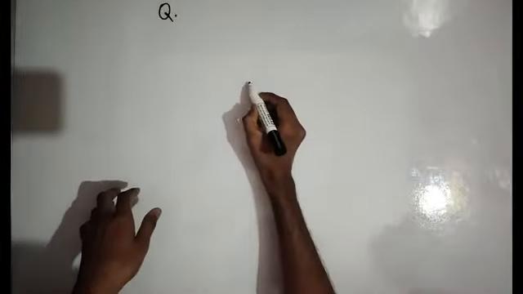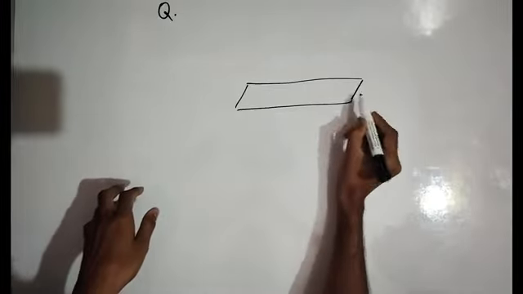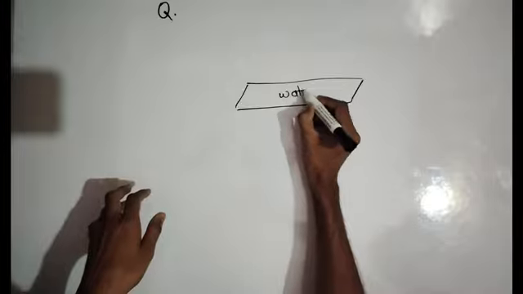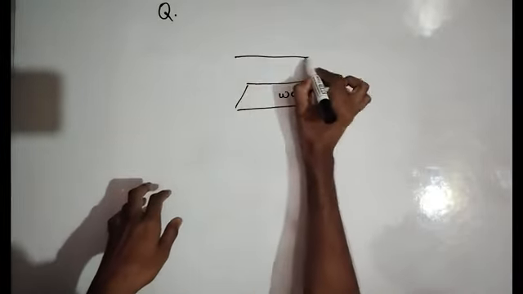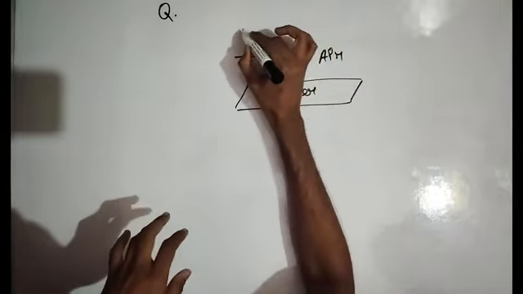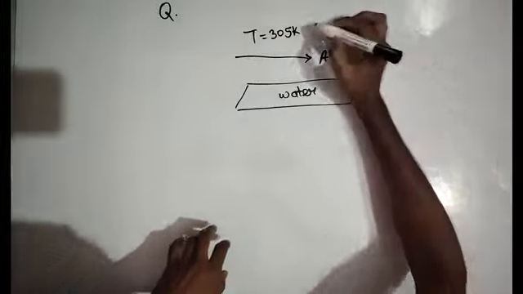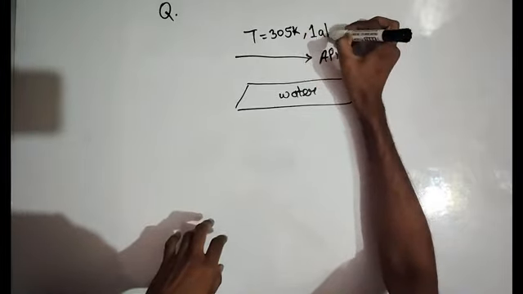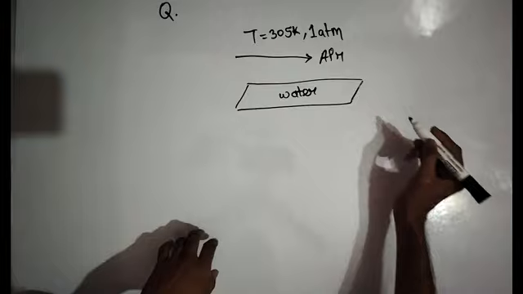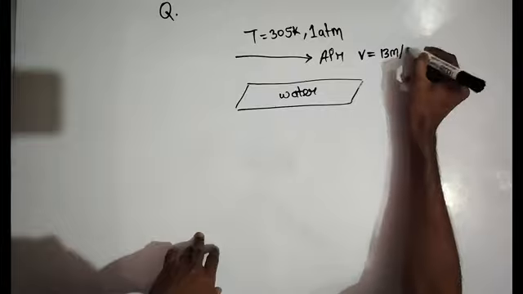So in this question, first we will understand what is given in this question. So a long flat plate is given which is covered with water and air is blowing over it. The temperature of the air is given as 105 Kelvin and 1 atmosphere, and the velocity of the wind is 13 meter per second.